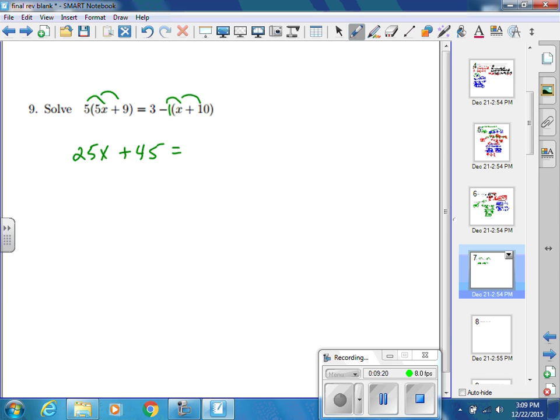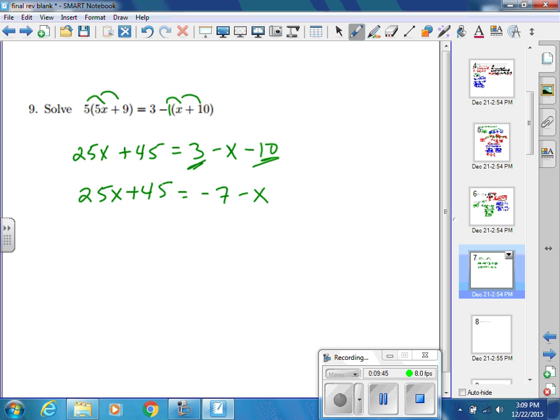On the right-hand side, my 3 stays the same, it doesn't change. Then I get minus x, minus 10. Both of these get the minus sign, okay, not just one of them. Now from here, I have some like terms on this side I need to put together before I start moving stuff. Don't do that just yet. 3 minus 10 is negative 7. So I get negative 7 minus x. Left-hand side stays the same.